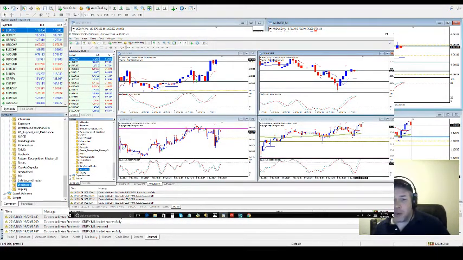Here we get a nice little crossover. Each one is sort of giving me that overbought zone. This could have been something that we could have stayed with, knowing that it's coming up in that area.